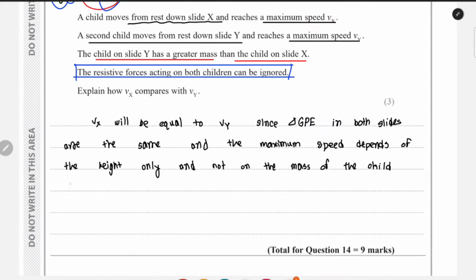We can write the equation for safety. We can write here that mg Δh equals half mv squared. Cancel the m's out. Show that v squared equals 2gΔh, and v equals root over 2gΔh.